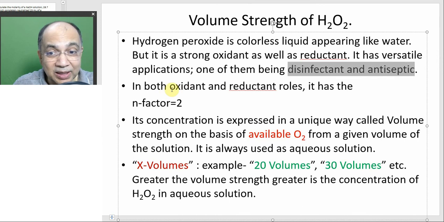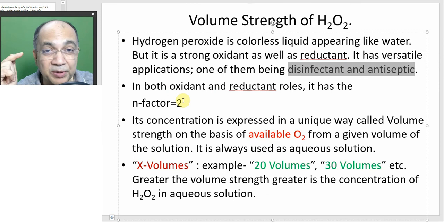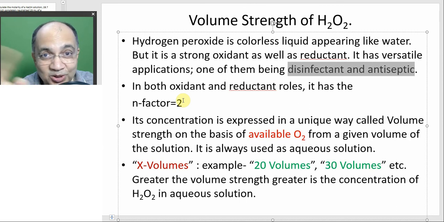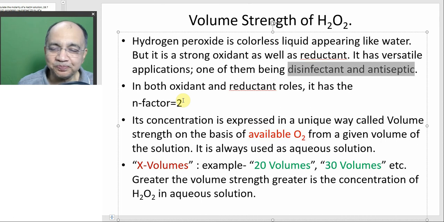Both as an oxidant or reductant, it has the N factor 2. So remember, to find the equivalent mass of H2O2, you have to divide the molecular mass 34 by 2, which gives 17, whether it is oxidant or reductant. But don't ask me about the disproportionation reaction. There it will be 34. But as a single reactant acting as a reductant or an oxidant, the N factor is 2. You can find it from the change in oxidation number per molecule.